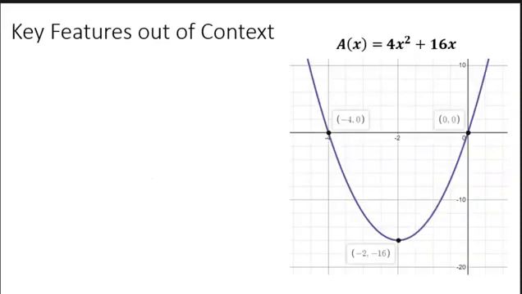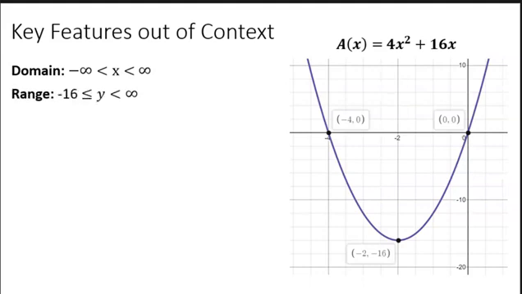Without a context, we can look at the entire quadratic function. The function makes the shape called a parabola. The domain, or possible x values of this function, is all real numbers. The range, or possible y values, are y values greater than or equal to negative 16.